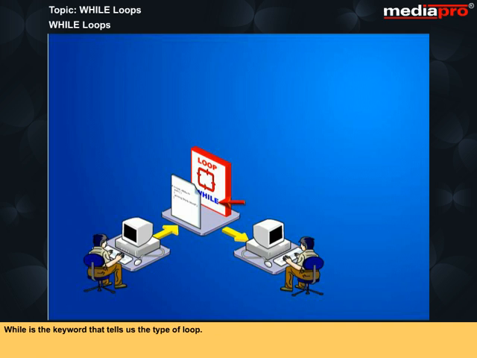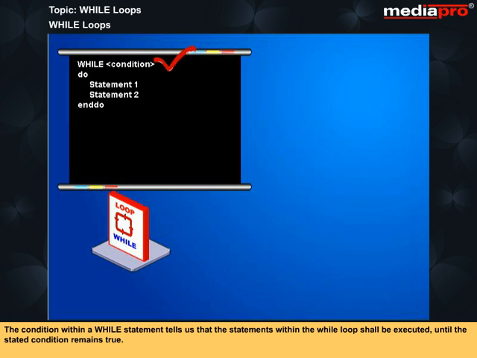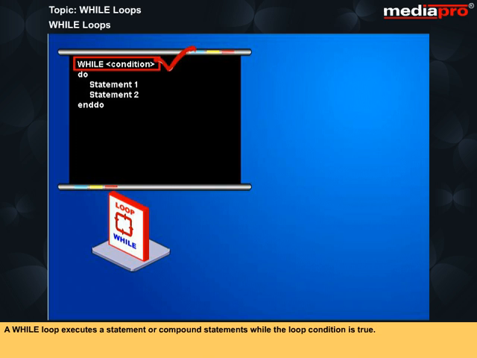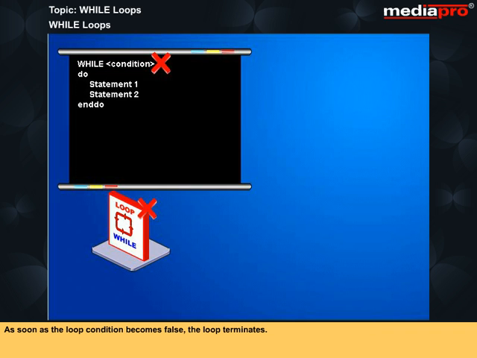While is the keyword that tells us the type of loop. The condition within a while statement tells us that the statements within the while loop shall be executed until the stated condition remains true. A while loop executes a statement or compound statements while the loop condition is true. As soon as the loop condition becomes false, the loop terminates.